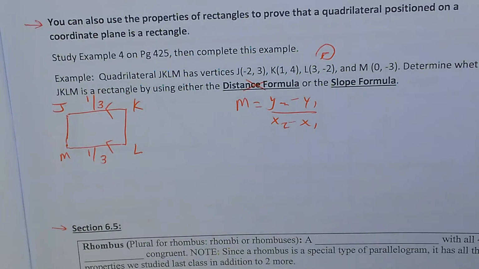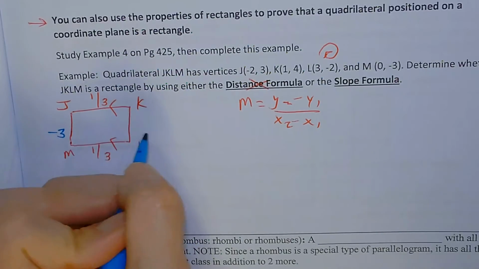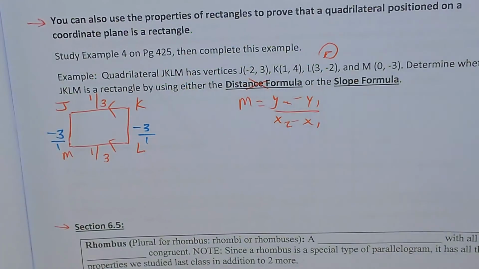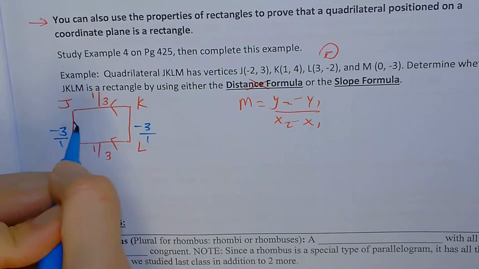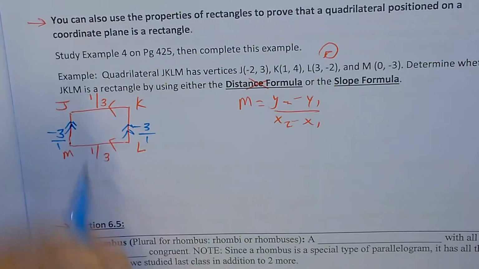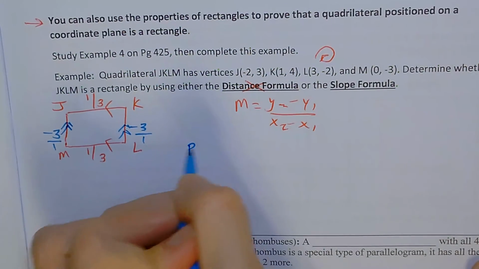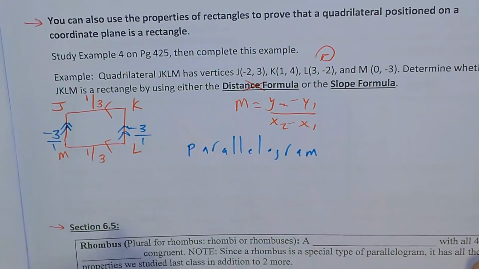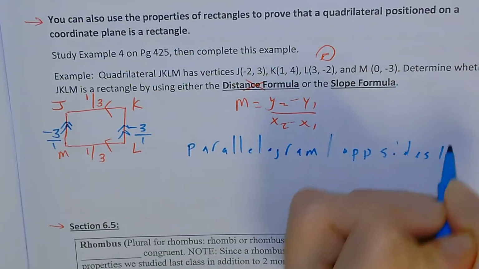Now I'm going to write in the slope of JM. It is -3, and KL is -3. Now, you could put -3/1 if you wanted to. Right away, I notice that those slopes match each other, so these sides are parallel. So based on what we talked about in the last section, this is a parallelogram. And the reason it's a parallelogram is opposite sides are parallel. But is it something more?